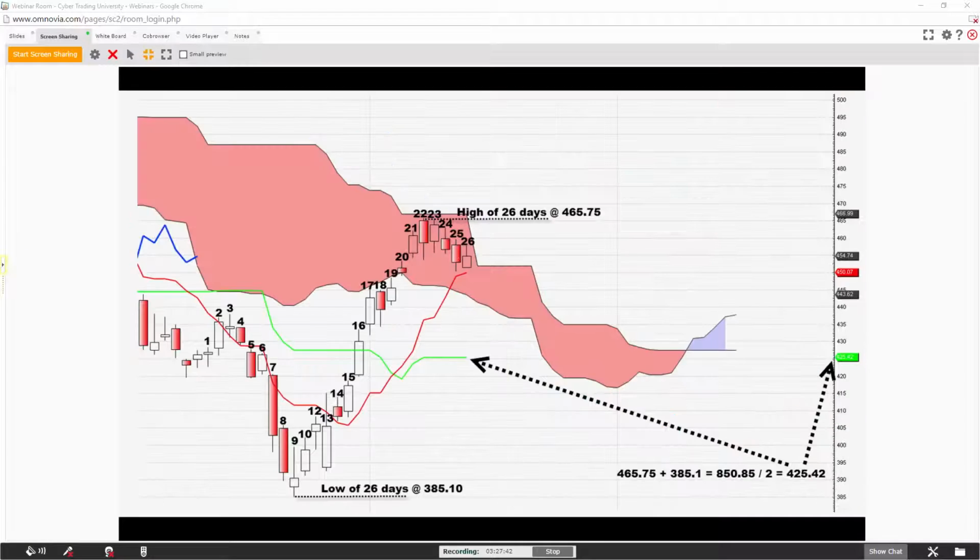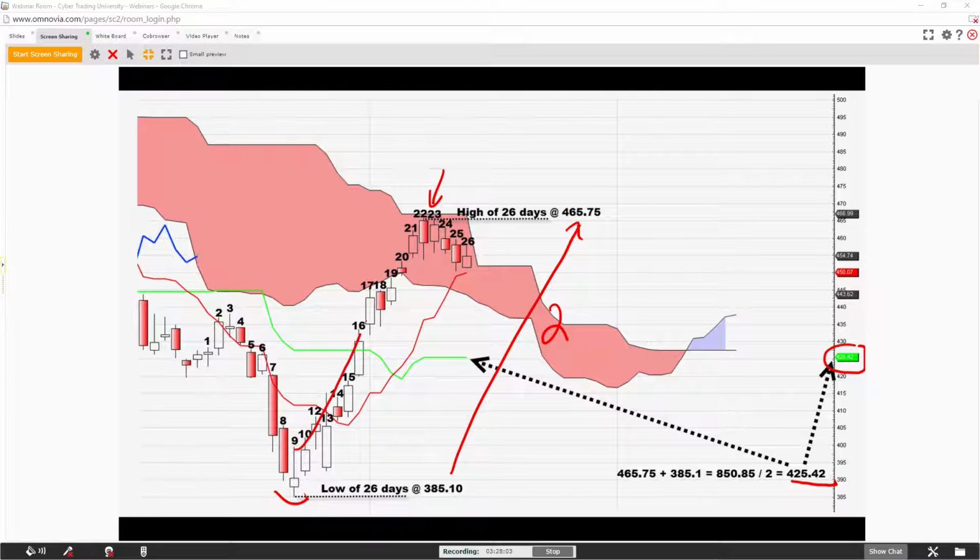So in this example, we're going to take today, count back 26 bars. We're going to look for the low, look for the high, add those two together, and divide that by 2. That's going to give us 425.42. The software will do it for you. I know some people just like to know how it's calculated. For me, it's not that important. As long as the software is doing it, I don't really care.